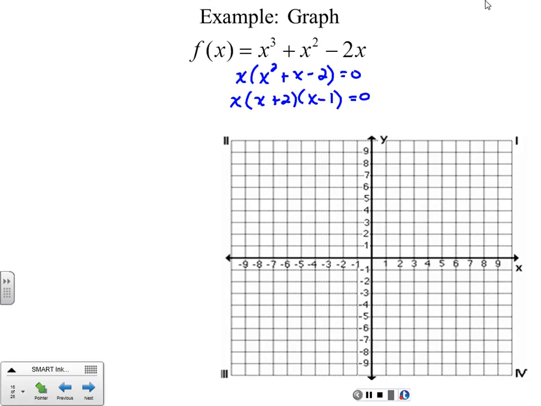Well, the first one's going to be what? 0. We had already determined that a long time ago. And then the next one's going to be what? And the last one? So you're going to have 0, -2, and 1. So you found your zeros.